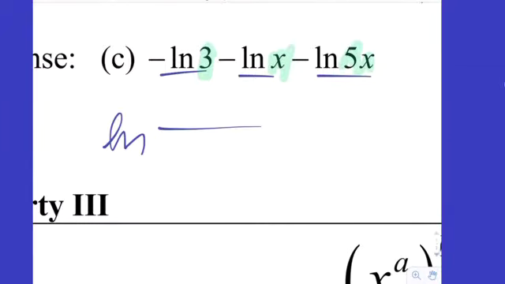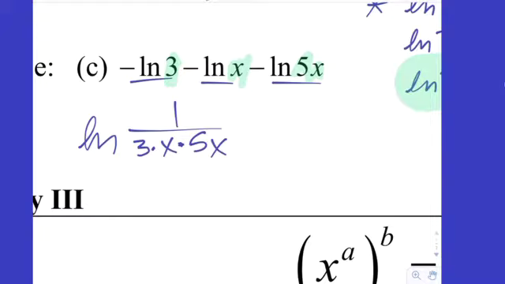So I'll just create a denominator by building a shelf. And in the denominator, then, we'll have a 3 times an x times a 5x. So what goes in the numerator? A 1. Excellent. Very good. Okay. Why 1? Did you guess correctly, or you knew it, or both?